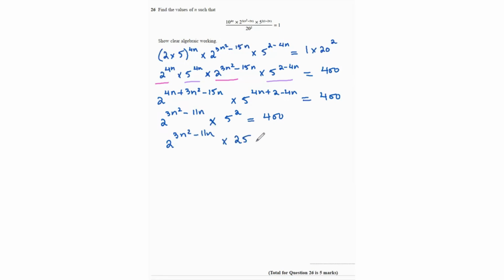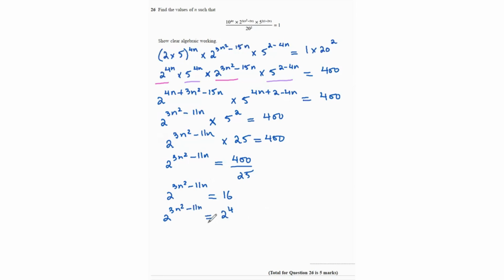Now 5 squared becomes 25, and we can easily divide 400 by 25 because now it's a constant. So 400 divided by 25 is going to give us 16. If you notice, 16 comes in the 2 times table and 16 is 2 to the power of 4. So we can easily write it as an exponent.